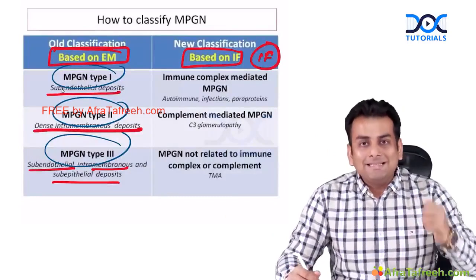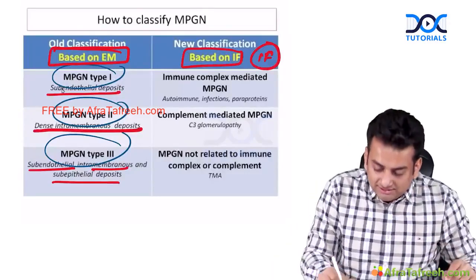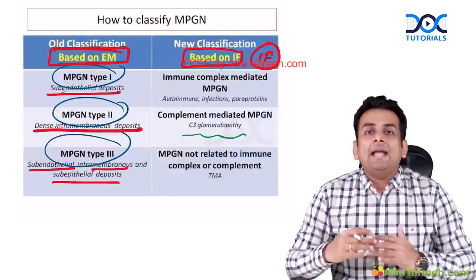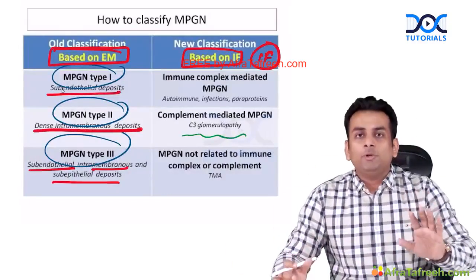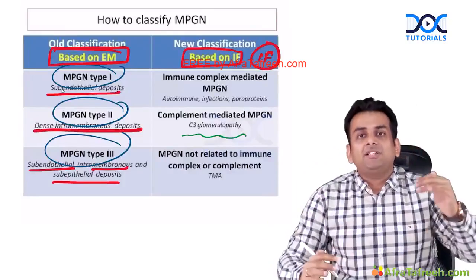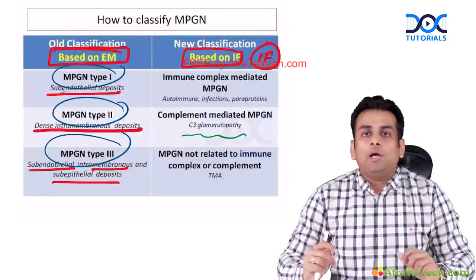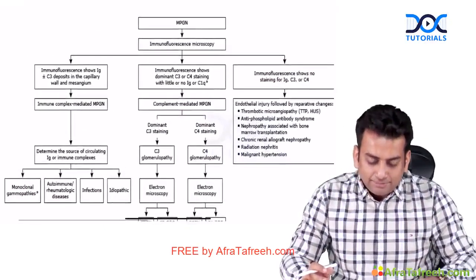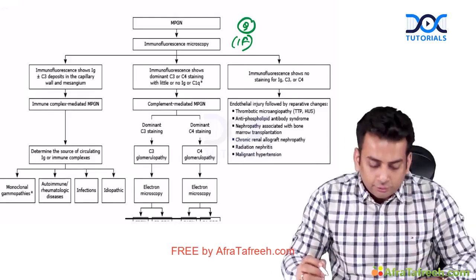Immune complex MPGN can be caused by infections, autoimmune disease, malignancies. Complement mediated is of course caused by a certain disease entity, which we shall discuss in absolute detail, the C3 glomerulopathy. And one which is neither immune complex nor complement mediated can be, say, thrombotic microangiopathy, could be transplant glomerulopathy, and so on, which we shall discuss. So you have understood the previous classification was EM, morphology based. Now we have IF, which is pathogenesis based. First we had type 1, type 2, type 3. Now we have immune complex, complement, neither immune complex nor complement. I hope I am clear. So the current classification divides MPGN on the basis of IF. This itself is a question.